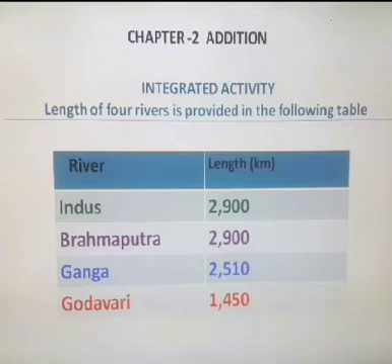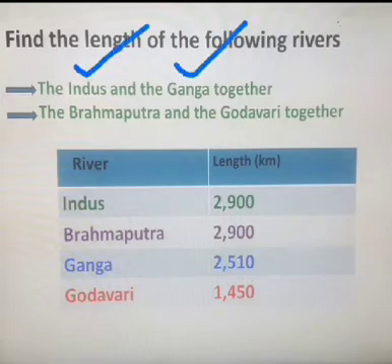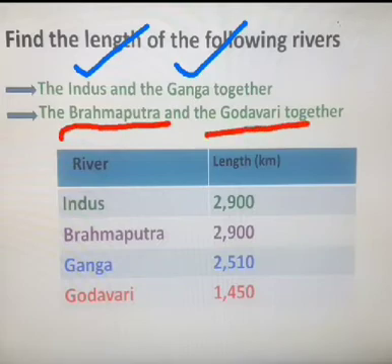For that, the length of 4 different rivers is provided. The activity is divided into 2 parts. In first part, we have to find out the length of the Indus River and the Ganga River together. On the other hand, we have to find the length of the Brahmaputra River and the Godavari River together. And in the second part, we will see which group of rivers has more length.